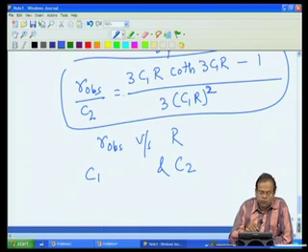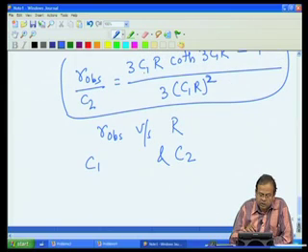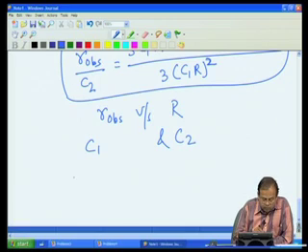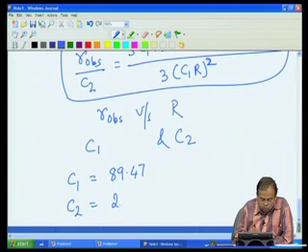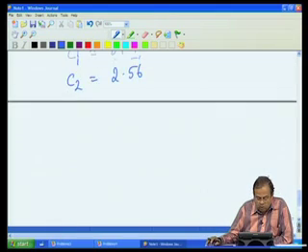So, if we now do a regression analysis between R observed versus R using this function, from that regression analysis we will get C1 and C2, and that works out to be C1 is 89.47 and C2 is 2.56, okay, regression analysis.